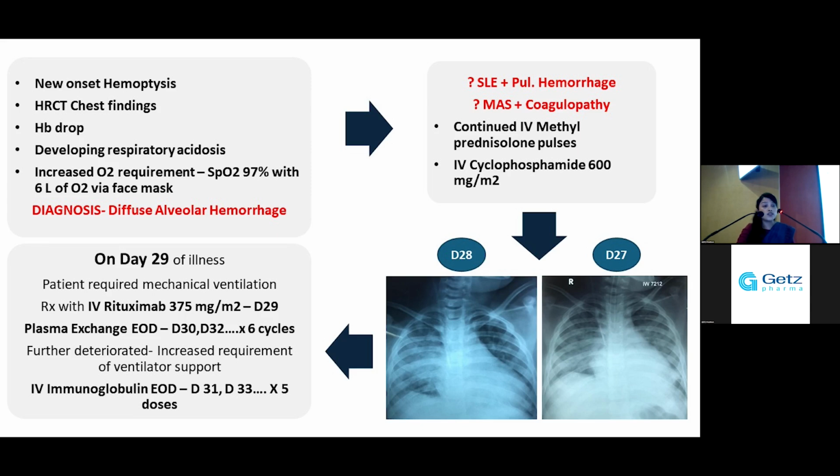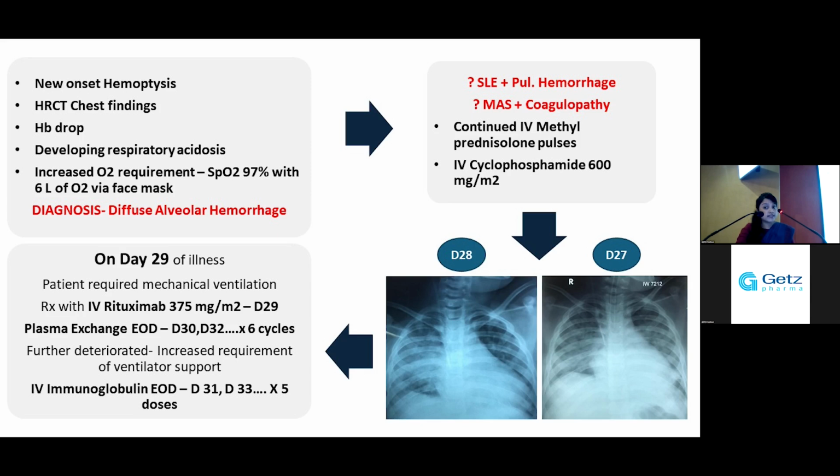So what are the causes for alveolar hemorrhage in the background of SLE? It could be SLE together with pulmonary hemorrhage, and the patient had macrophage activation syndrome as well in the background. So whether this is coagulopathy with MAS. So considering both these diagnoses, we started him again on IV methylprednisolone pulse therapy, followed by IV cyclophosphamide pulse.